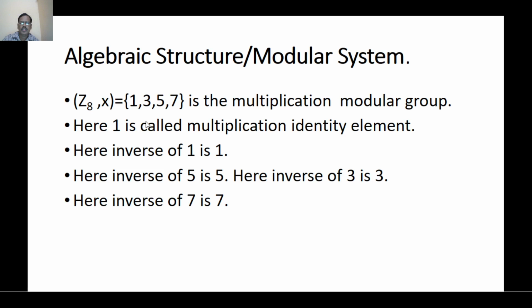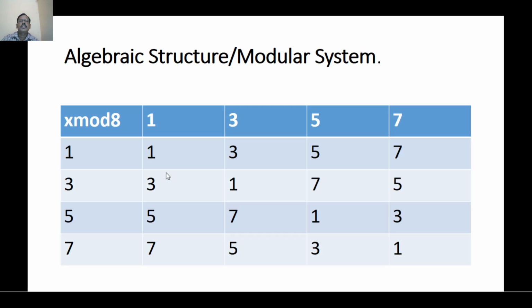So 1 into 1, 1 into 3, 1 into 5, 1 into 7. 3 into 1, 3, 3 into 3, 9, you get remainder as 1. 3 into 5, 15, remainder is 7. 5 into 3, 15, remainder is 7. 5 into 5 is 25, remainder is 1. So divide 25 by 8, we get remainder 1. Similarly, all the elements are elements of G. Therefore, it satisfies the closure property.